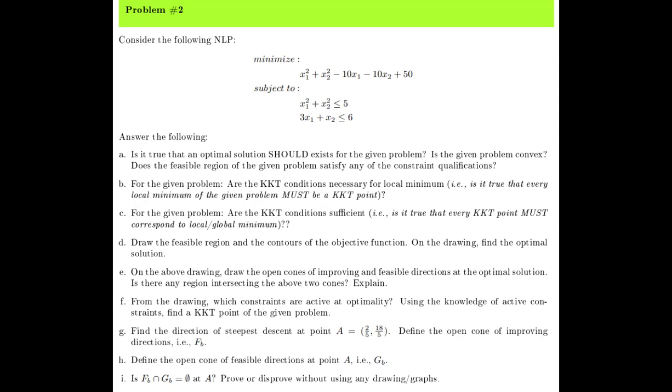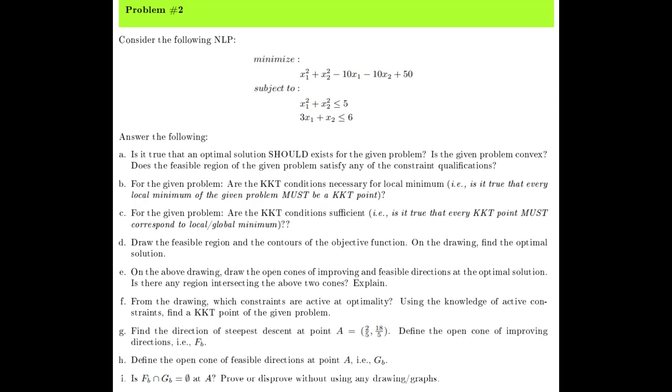Is it true that an optimal solution should exist for the given problem? Yes. Why? From the Weierstrass theorem. Because the objective function is continuous. So here I can use the Weierstrass theorem, and to use it, I need to show those things. So the objective function is continuous, that's correct. And the set is not empty.